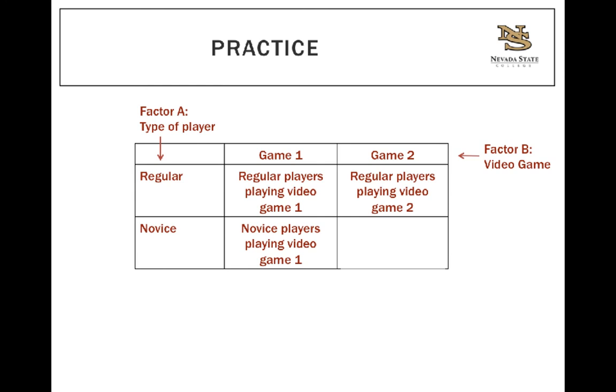So we have one group of novice players who are playing video game 1 and a second group of novice players who are playing video game 2. So now we have fully crossed factor 1, which is type of player, with factor 2, which is which video game. All right, so now we've seen both the factors and levels as well as the four conditions that this creates. So now we're going to move on to our null hypotheses.